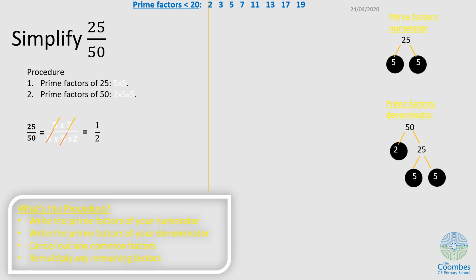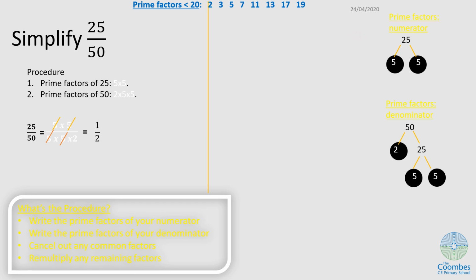So how do we go about simplifying this fraction, 25 over 50? There's a procedure I want you to follow. The first is to write the prime factors of the numerator, 25. How do we do that? Come with me to the right hand side and see my working.